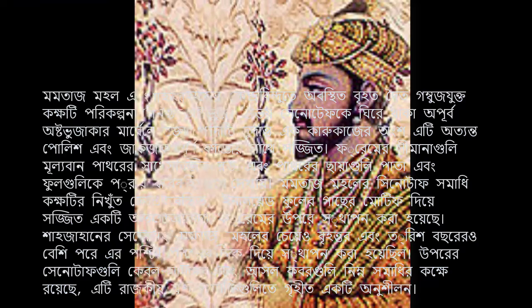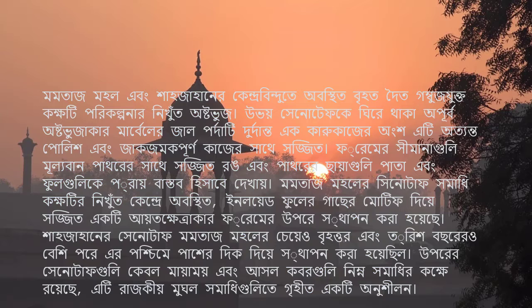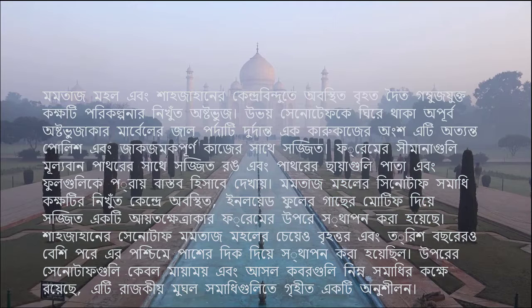The cenotaph of Mumtaz Mahal is in the perfect center of the tomb chamber, placed on a rectangular platform decorated with inlaid flower plant motifs. The cenotaph of Shah Jahan is larger than Mumtaz Mahal's and was installed more than 30 years later by the side of the latter, on its west. The upper cenotaphs are only illusory and the real graves are in the lower tomb chamber crypt, a practice adopted in the imperial Mughal tombs.